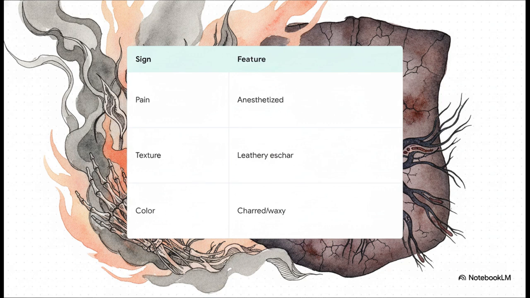You can confirm the diagnosis right away by looking for the third-degree sign quartet: a hard leathery eschar, a charred black or waxy white appearance, an absolute absence of capillary return, and visible thrombosed dermal vessels. And just as a quick reminder for you, if you see underlying deep structures like skeletal muscle or bone exposed, you have officially crossed into fourth-degree burn territory.